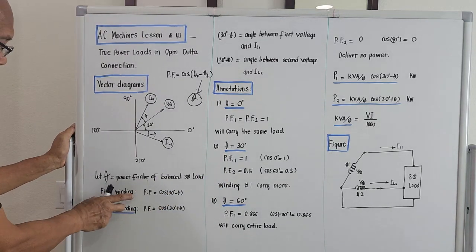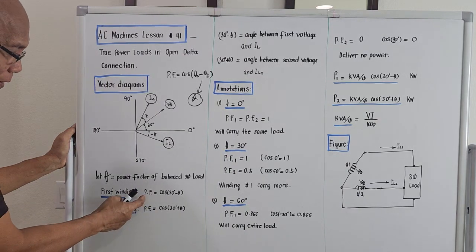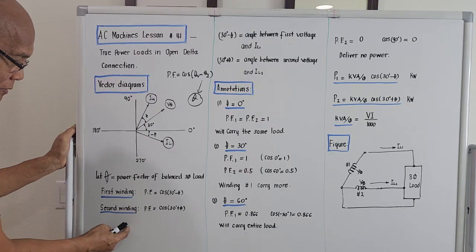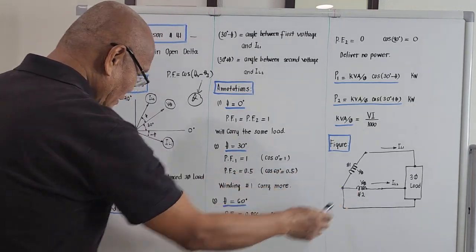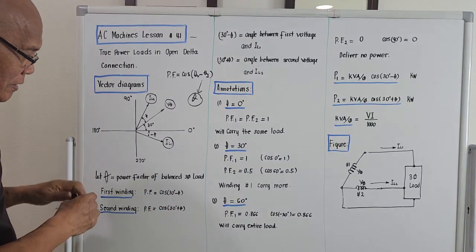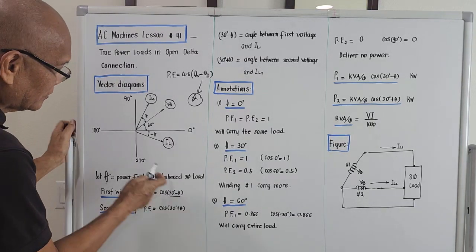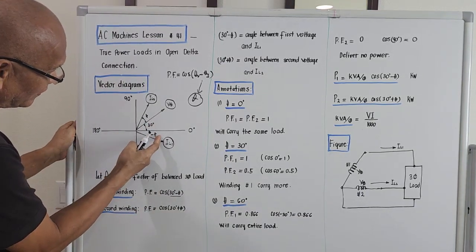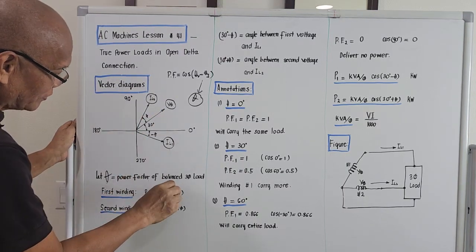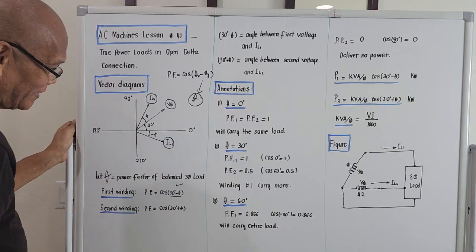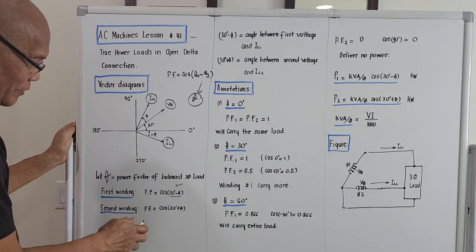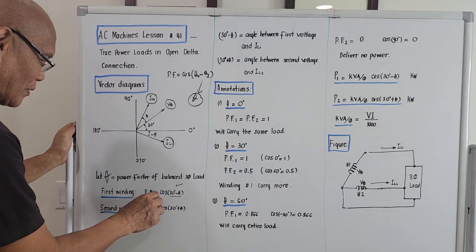For the first winding, the power factor will be the cosine of 30 degrees minus theta, and for the second winding, the power factor will be the cosine of the quantity 30 degrees plus theta. I got this one here, 30 degrees minus theta. The angle between the phase voltage and line current number 1 is this, so 30 degrees minus theta. That's why I brought out this one. So this one here matches with this, right? And the other one, power factor number 2, this should be number 1.